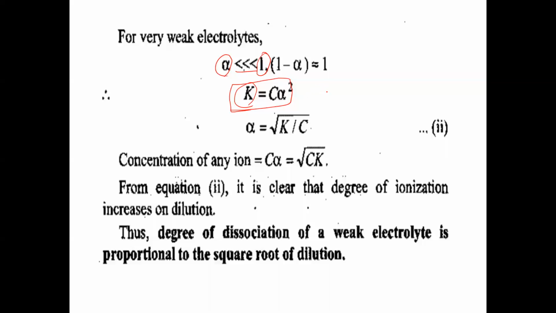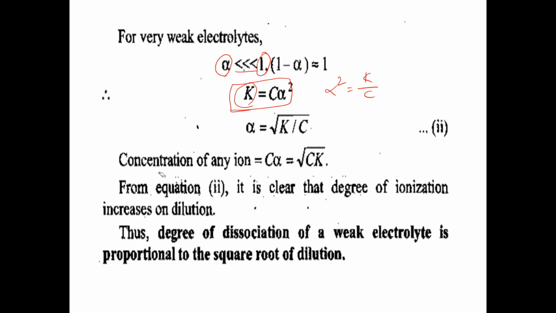From this, alpha square is equal to K by C. Therefore, alpha is equal to under root K by C, where K is the dissociation constant of the weak electrolyte, C is the concentration, and alpha is the degree of dissociation or degree of ionization.